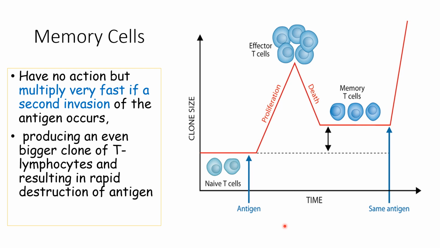Then we have the memory cell. The memory cell does not have any action as such, but on getting a repathogen or reinfection, they multiply very fast if it is a second invasion, producing even a bigger clone of T lymphocyte, resulting in rapid destruction of the antigen, which we can see in this graph also. The first exposure, you can see the peak and then back to the normal. And on the second exposure, you can see the time taken is less and the response is more amplified.